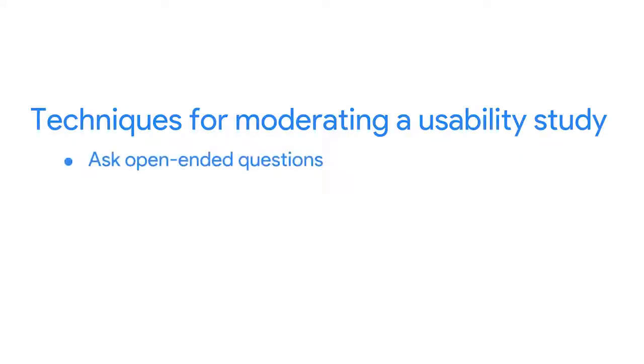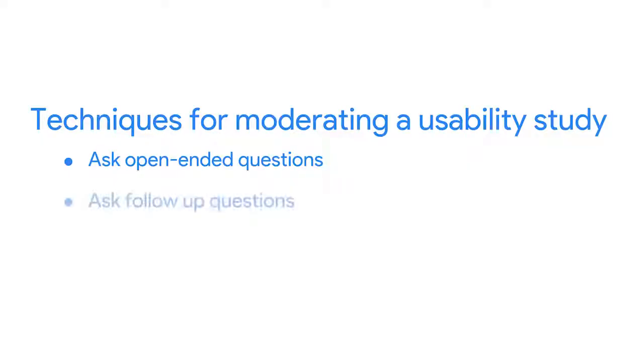The first technique for moderation is to ask open-ended questions. Open-ended questions are questions that cannot be answered with a simple yes or no response. This gives participants more opportunities to provide feedback. For example, after participants complete a task in the usability study, ask, "How do you think that went?" instead of, "Did you like it?"